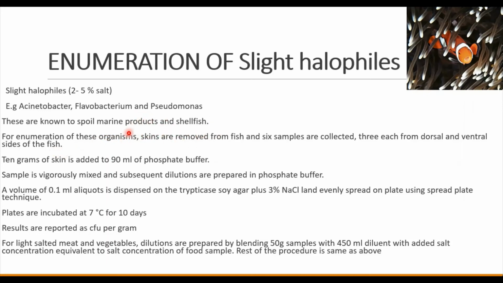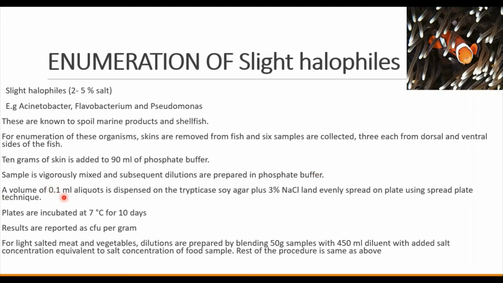For enumeration of these microorganisms, the skins are removed from the fish. The samples are taken from the skin of the fish, and six samples are collected, three each from the dorsal and ventral side. Ten grams of the skin is added to 90 ml of phosphate buffer. The sample is vigorously mixed and subsequent dilutions are prepared in the phosphate buffer only. So you have to prepare the serial dilution.